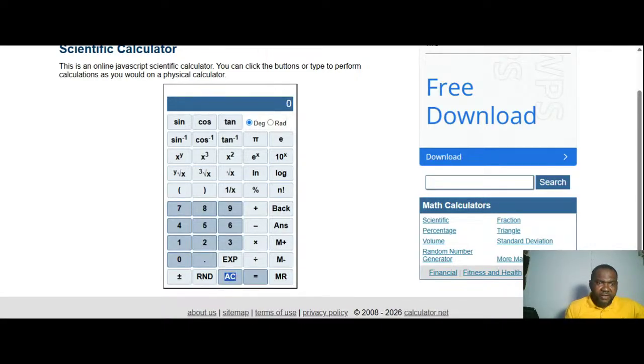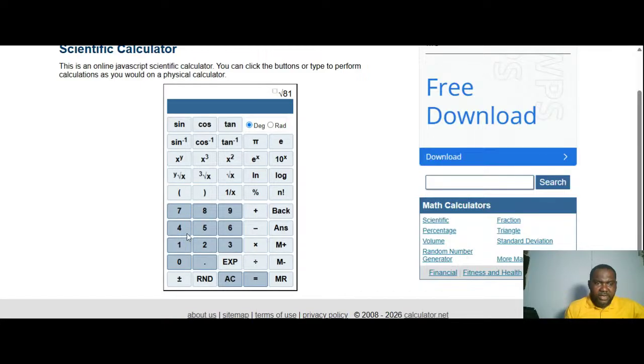Okay? So if I want to write the fourth root, for example, I'll write the number first, 81, then this, then I'll write 4. So this is fourth root of 81. You can see the answer is 3. Fourth root of 16 is 2. And so on and so forth.